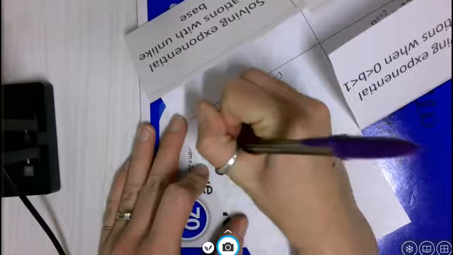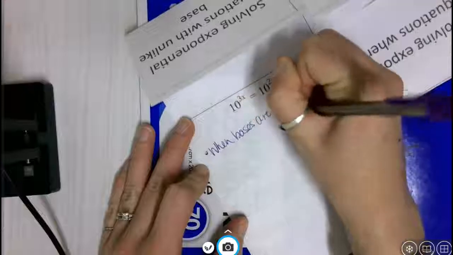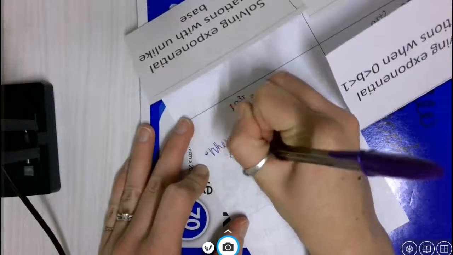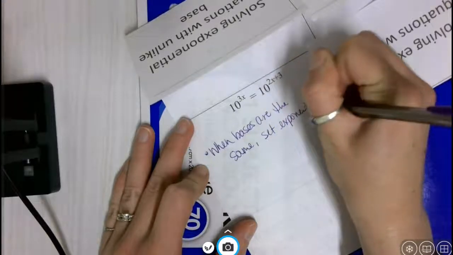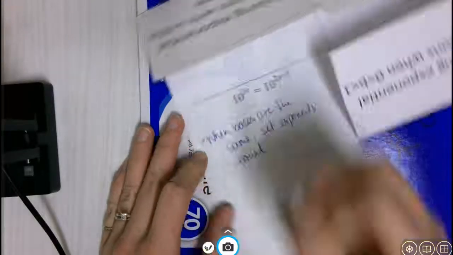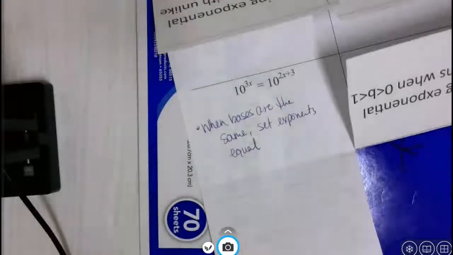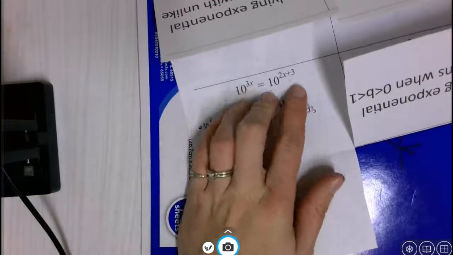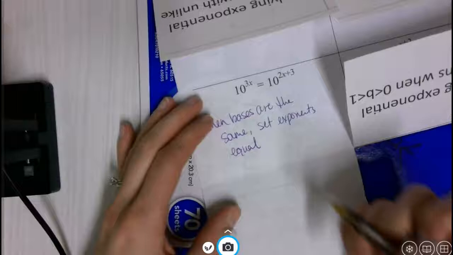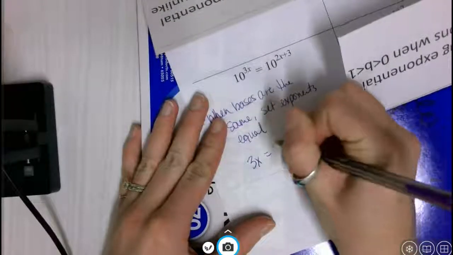So I'm going to write myself a little note. So when bases are the same, set exponents equal. And that's the property of equality with our exponential equations. But I didn't want to go ahead and write a whole new fancy thing. This is just one thing we know, that if my bases are the same, then I can set my exponents equal. So here my bases are definitely the same, so I can go ahead and set 3x equals 2x plus 3.